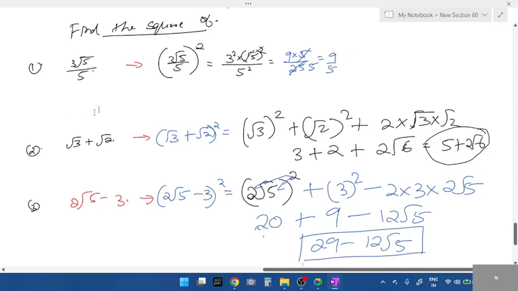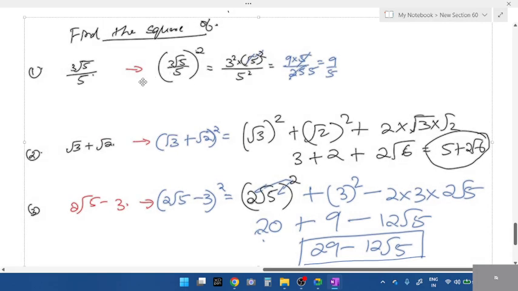So the first type of question, there are a lot of other questions, students. Before the exam I'll make you all revise. The important ones are these topics. Find the square of square. Okay, if you know how to square these three types of question, that is enough. Next type.